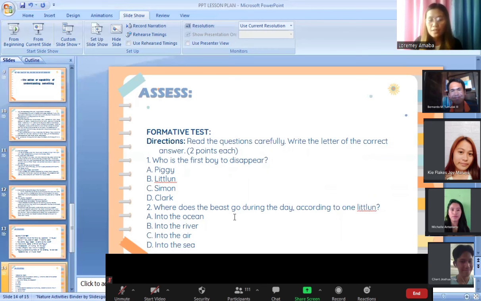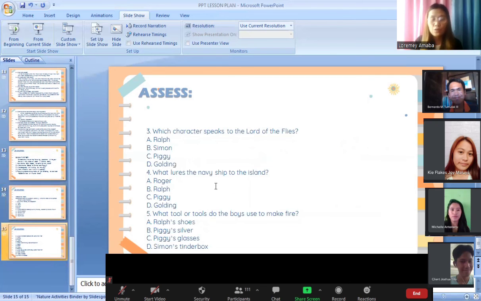Number two question, where does the beast go during the day according to one littlun? Third question, which character speaks to the Lord of the Flies? Fourth question, what lures the navy ship to the island? And last question, what tool or tools do the boys use to make fire?